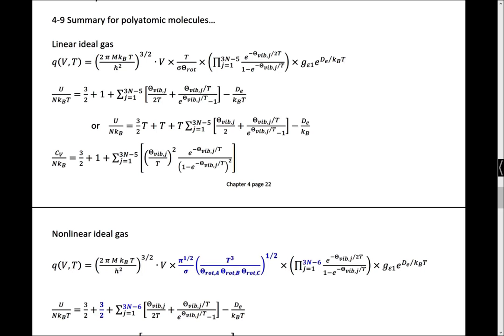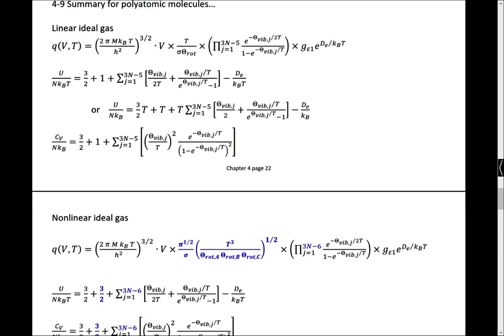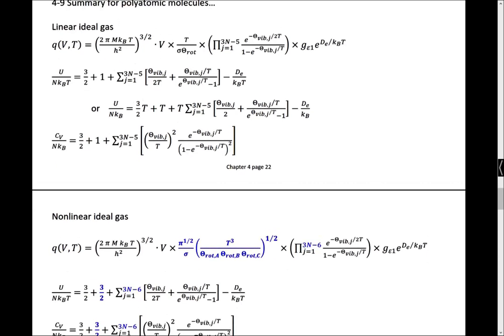Then the nonlinear ideal gas looks very similar. I've highlighted the differences in blue. What we've just seen is that our rotational partition function is a little more complicated, but because we're interested in the temperature dependence, T to the 3/2 is what's key. The other place we see a difference is the number of vibrational degrees of freedom. Because we have different rotational degrees of freedom, we have a different total number of vibrational modes.